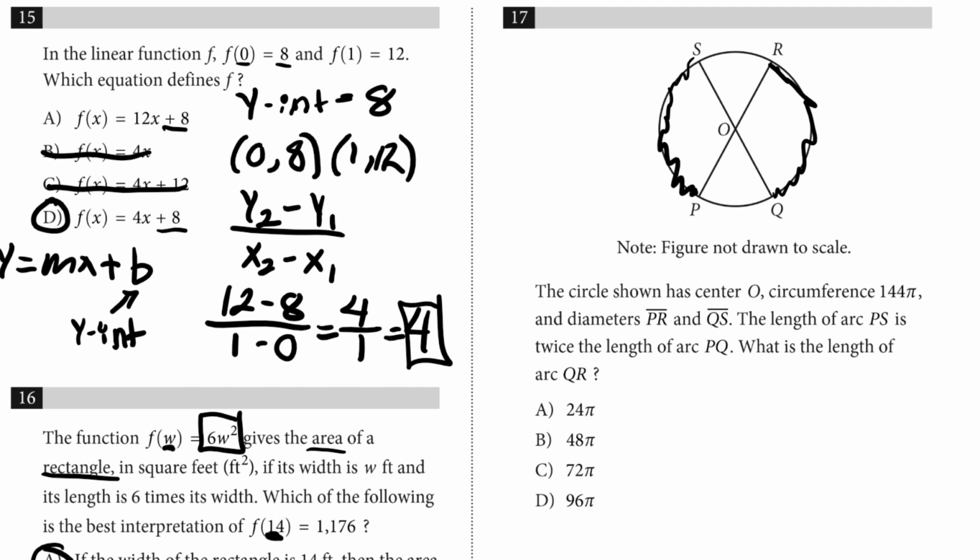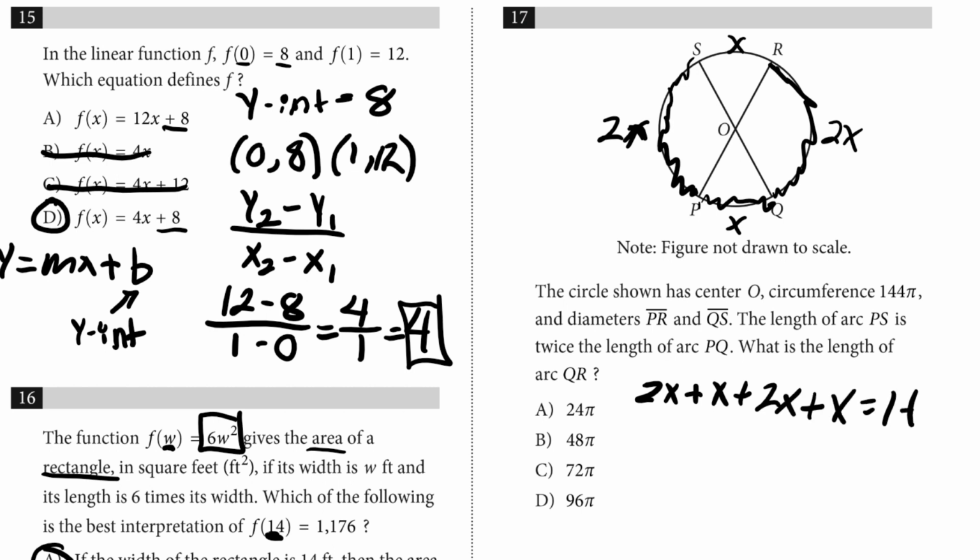They said that PS is twice the length as PQ. So if we call P to Q x, P to S will be 2x. SR is the same as PQ, which would just be x. And then RQ is 2x. So if we add up each of these values, 2x plus x plus 2x plus x, that's going to equal 144 pi. If we add all these x's together, we'll get 6x equals 144 pi.